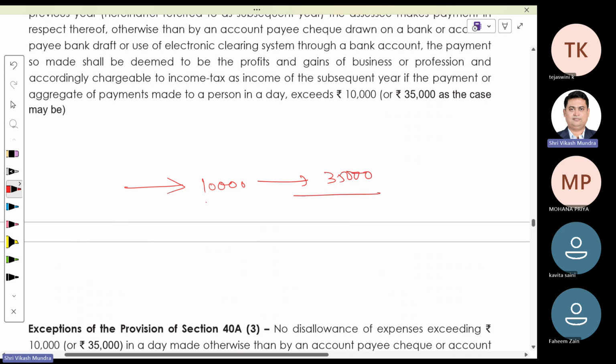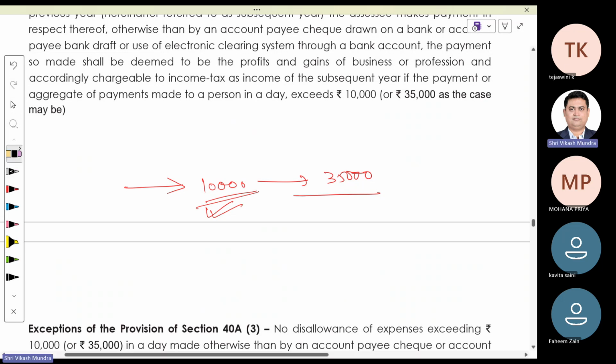For other types of payment, the limit is rupees 10,000 in cash or account bearer cheque. When we are talking about cash, it includes bearer cheque. Okay. In case of a road transport operator, the limit for cash payment in a single day is rupees 35,000. And in case of other payment, the threshold limit for making payment in a single day to the vendor is rupees 10,000. Is it clear? Any question, any query till now?